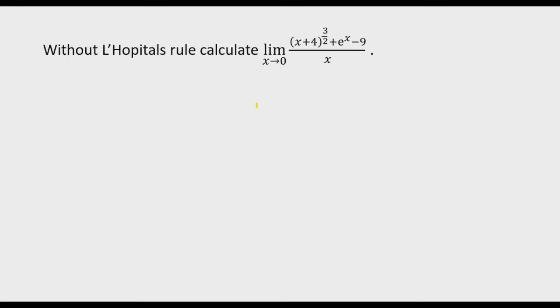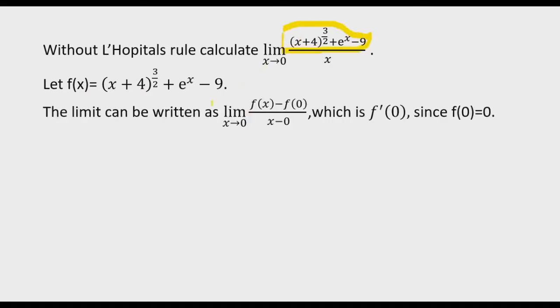So the question asks us, without L'Hopital's rule, to calculate the limit as x goes to 0 of (x plus 4)^(3/2) plus e^x minus 9, over x. Let's call this function f(x). Then the limit can be written in the format of the limit as x goes to 0 of (f(x) minus f(0)) over (x minus 0), which is f prime of 0.